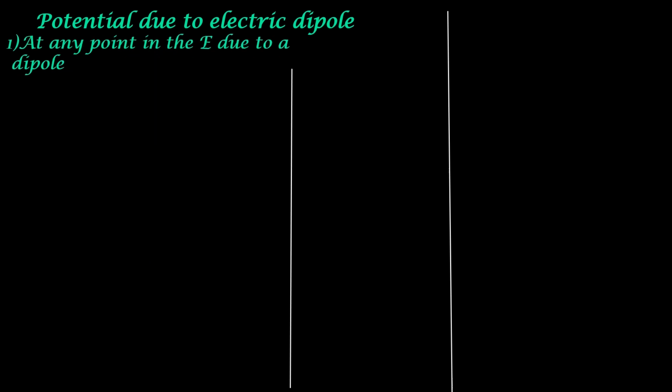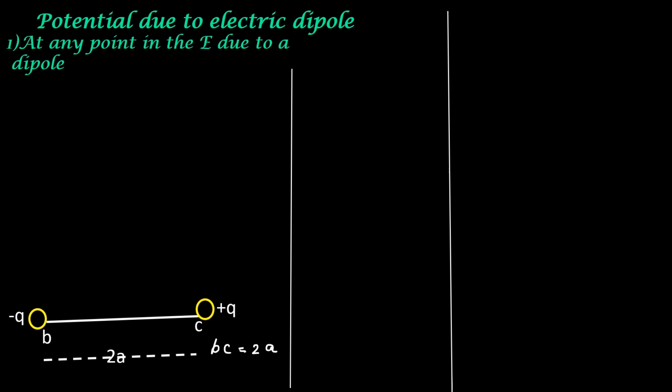Now the diagram to support the derivation. Electric dipole consists of a system of 2 equal but opposite charges separated by a very small distance represented as 2a. The 2 ends of this distance may be marked as B and C. Then BC is equal to 2a. The dipole moment P of this electric dipole is from negative q to positive q. It is a vector quantity. In the diagram, I have represented it as a red arrow.